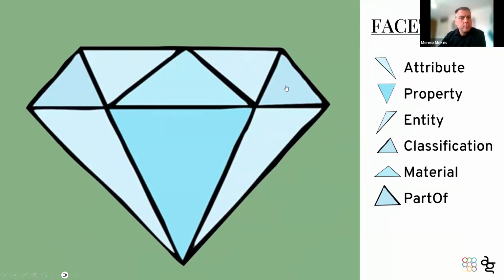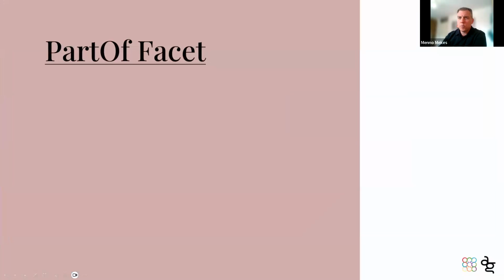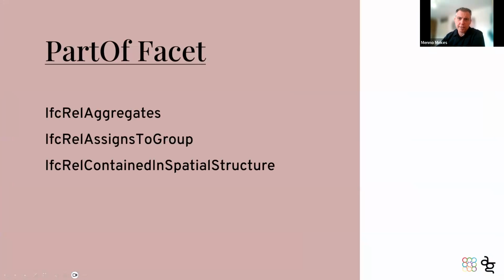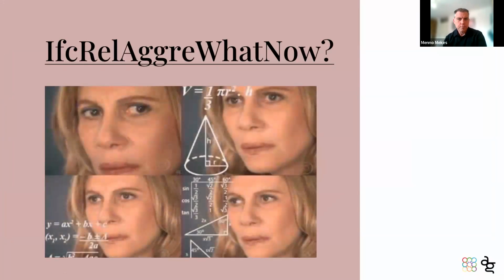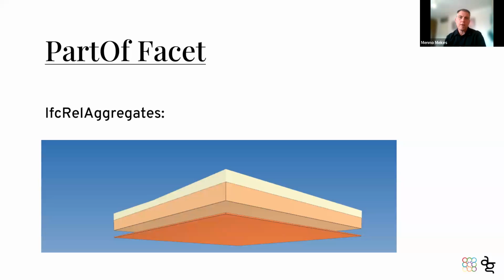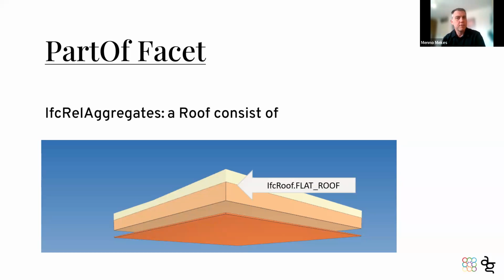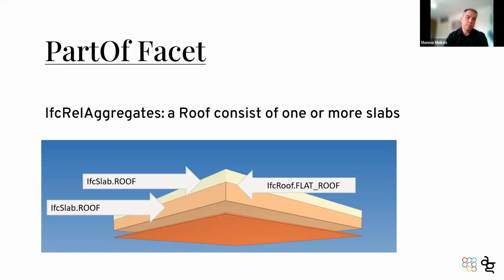Now, these were all still 5 easy facets, and then we still have the part of, which is the most complex, and it deals with relations that, well, I'm not going to pronounce these. So IFC rel aggregates. Basically, a roof consists of 1 or more slabs. So there are 2 slabs that aggregate into 1 roof. That's the relationship between them.